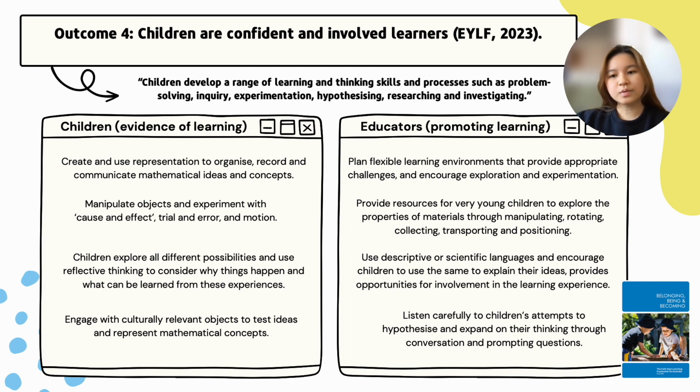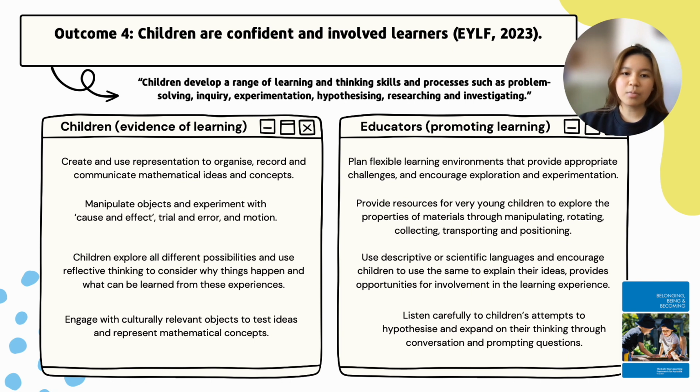Teachers here can provide resources for young children to explore the properties of materials through manipulating, rotating, collecting, transporting, and positioning. For example, the educator provided tools of different physical properties, such as umbrella, water, fishing line. These can be rotated, transported, and manipulated to help solve the problem. By allowing trials and errors, children have opportunities to explore all different possibilities and use reflective thinking to consider why things happen and what can be learned from the experience. For example, children may find out the fishing line they have cut is too short to reach the bottom, where they can reflect on why and the changes that can be made.